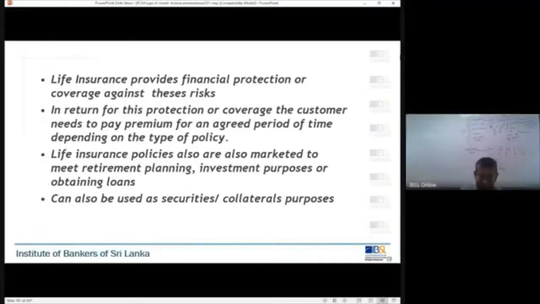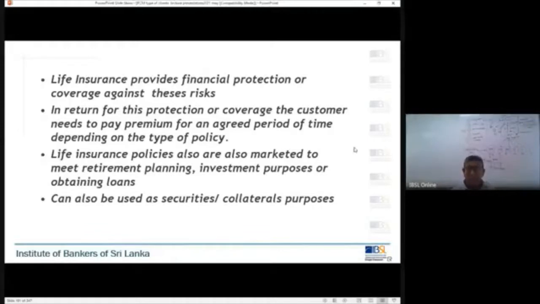Then, life insurance policies. In return for this protection coverage, the customer needs to pay a premium for an agreed period of time, depending on the type of policy. The premium can be paid monthly, semi-annually, quarterly, or yearly. For an agreed period of time, that amount will be decided by the insurer, depending on profit and other factors.